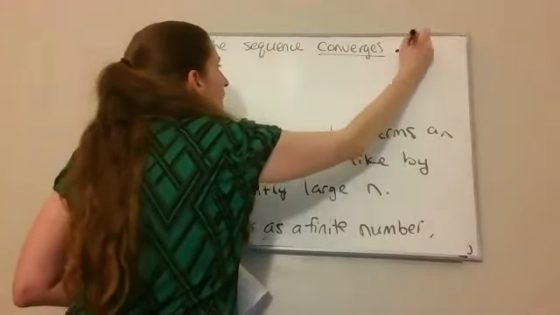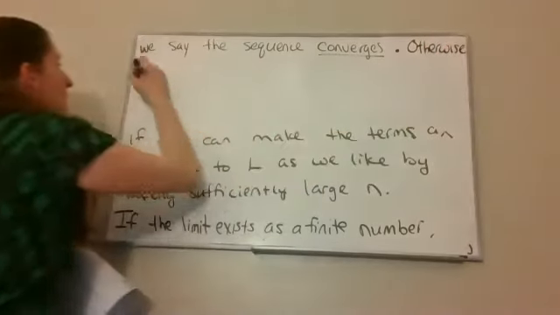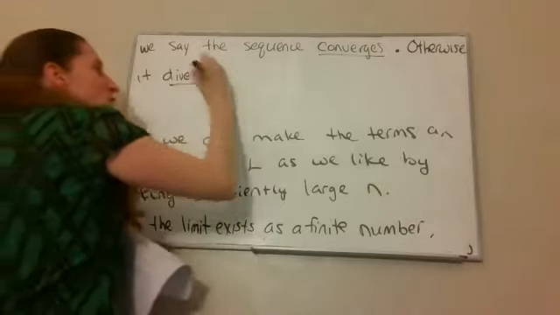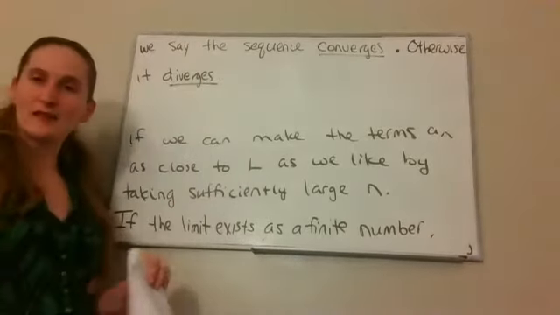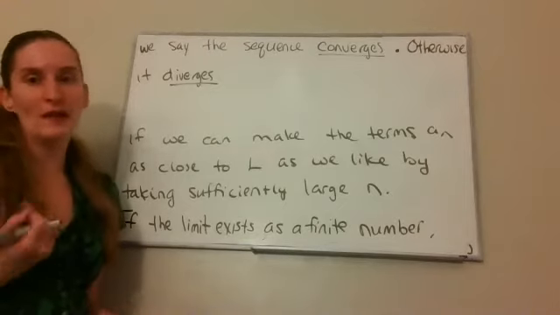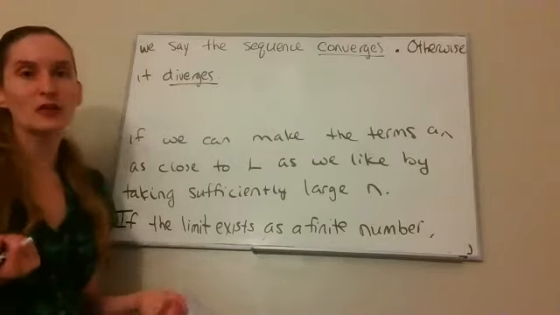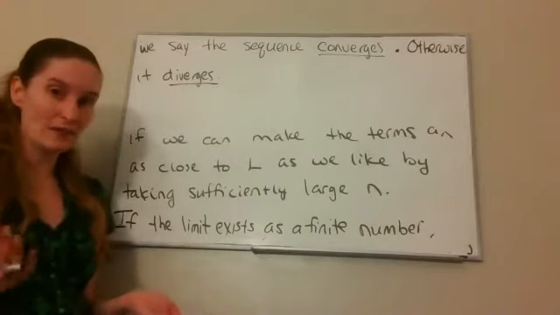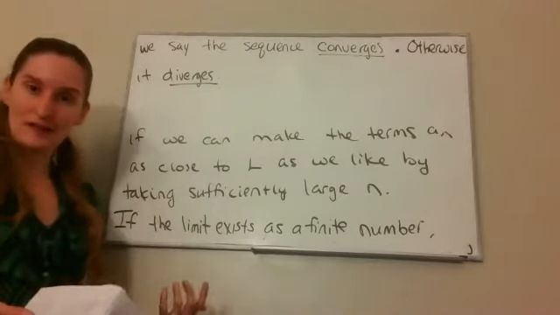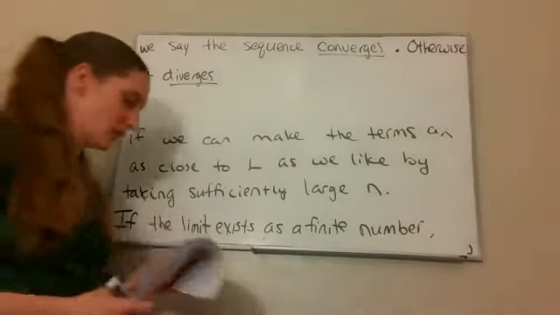And otherwise, it diverges. Now, those are terms that we used just in our last video on improper integrals. Remember, our improper integrals, if the limit was finite and existed as a finite number, we said the integral converged. And if we got something infinite or the limit did not exist, it diverged. Same with sequences. It's the same terminology with a slightly different concept.